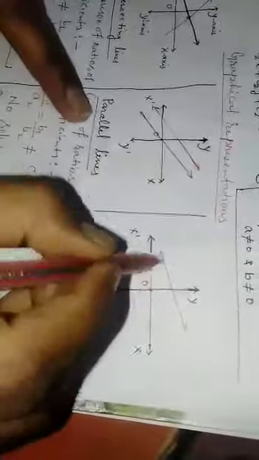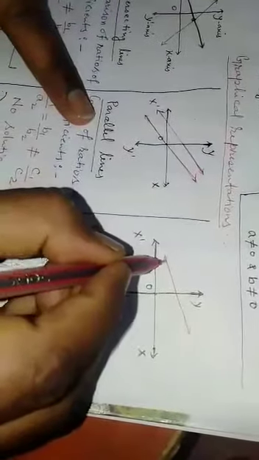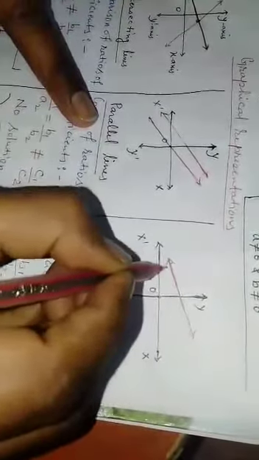And the third type of pair of lines is two lines that are coincident. It means the first line is here and the second line is also just the same. So in the two equations, they are overlapping each other.